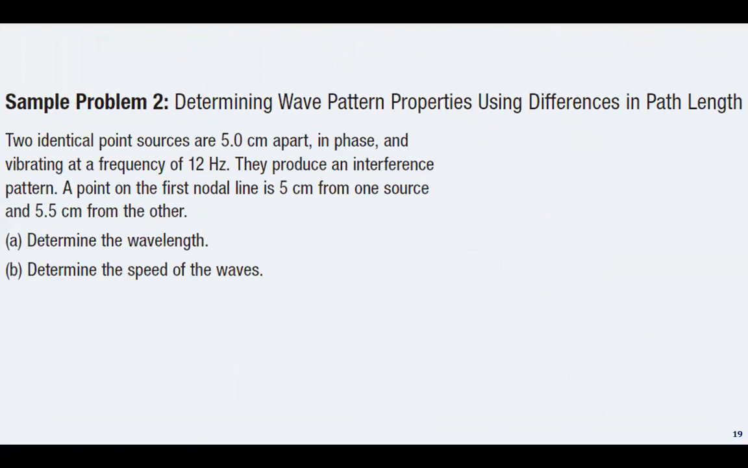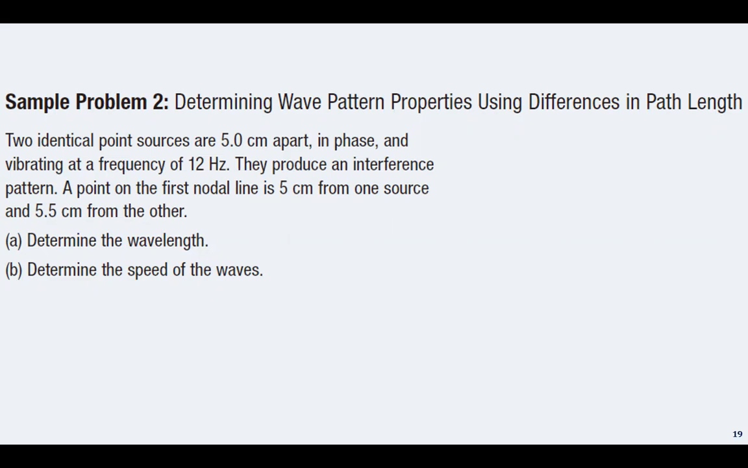This problem shows how we can determine the wave pattern properties using differences in path lengths. Okay, so we have two identical point sources, which are 5.0 centimeters apart, in phase and vibrating at a frequency of 12 Hertz. They produce an interference pattern. A point on the first nodal line is 5 centimeters from one source and 5.5 centimeters from the other.